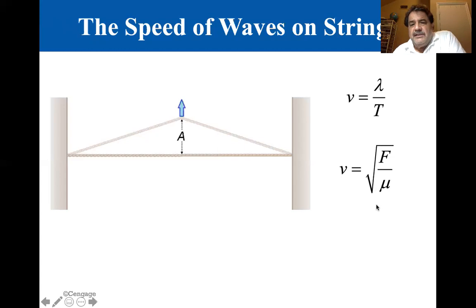So there is the working of a guitar string or a piano string. The force is the tension in the wire, and the mu is the linear mass density of the string.